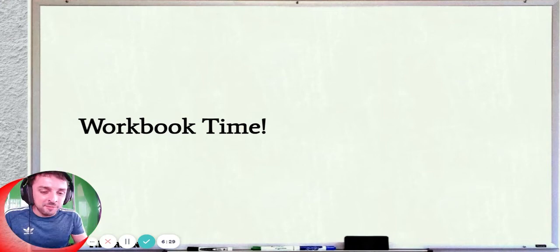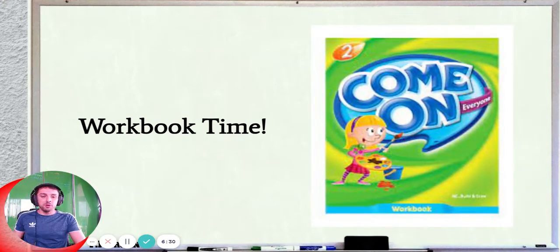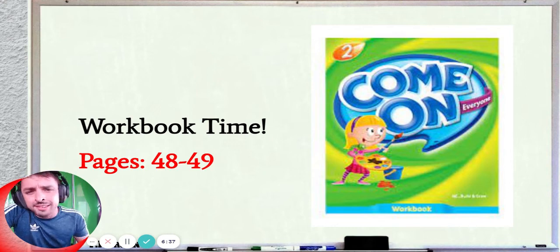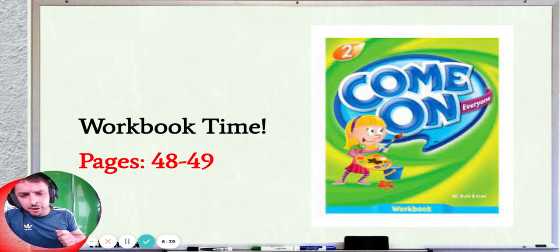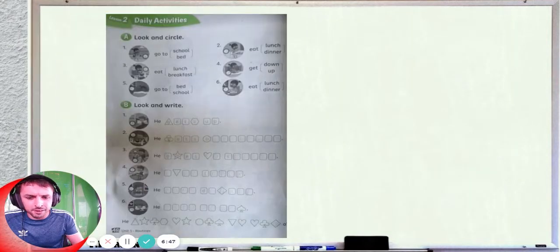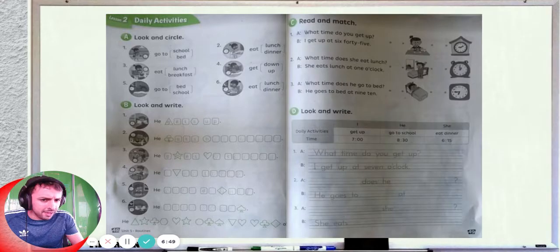It's workbook time. So get your workbook. We're going to do pages 48 and 49. We're just going to go through that together, and then you will do it by yourself. Then you'll send it to me, and then I will look at it. Okay. Let's go. Okay, here are the pages 48, 49.